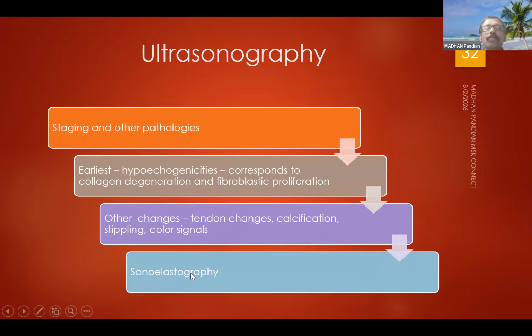You can also do a sonoelastography, trying to find out how much is the tensile strength of the common extensor tendon. So there are so many things which you can make out by ultrasonography. You can basically stage the disease and decide if there is chronicity. If there is a calcification, what to do, and if it is acute, can you add a steroid for the injection, right?